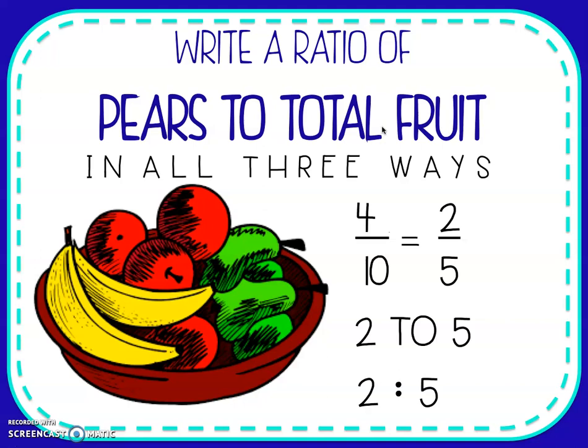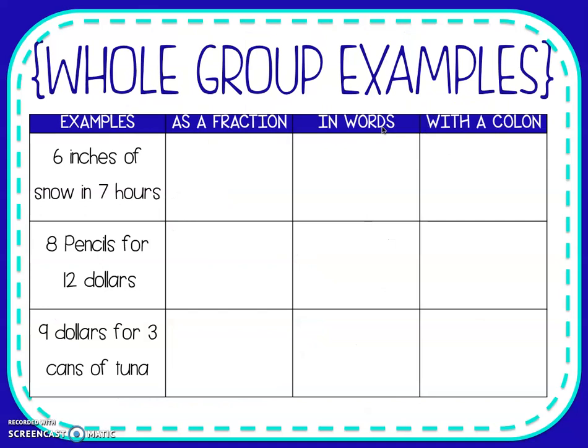Okay. All right, so now we're going to do some whole class examples. So get back to your notes papers, pencils up. We've got our columns here where we can write it as a fraction, see if it can be simplified. Then we're going to write it in words, and we're going to write it with a colon. So first one, it says 6 inches of snow in 7 hours. So we're going to put our inches of snow on the top over our hours. So our fraction is 6 over 7. Okay, we got to test it out to see if it can be simplified. It cannot. So now we're going to write it in words, and in words, that's going to be 6 to 7. With a colon, it's going to be 6 colon 7.